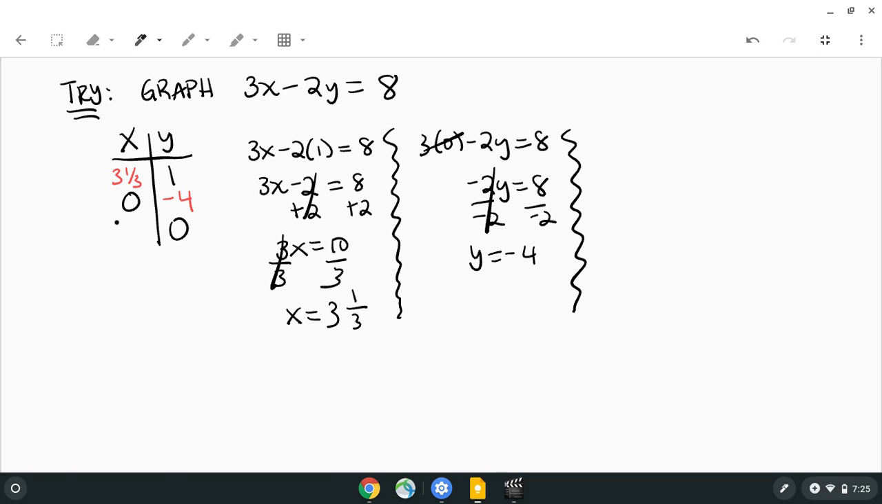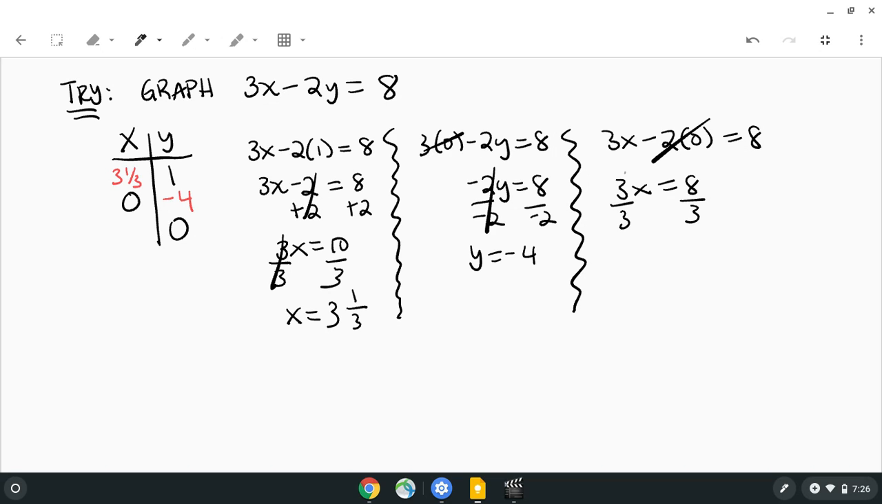We have 2 points. Let's get a third point so that we can verify that all of the points are correct. Okay, so 0 for y. So 3x minus 2 times 0 equals 8. Again, 2 times 0 is gone. Okay, so we get 3x equals 8. Divide both sides by 3.